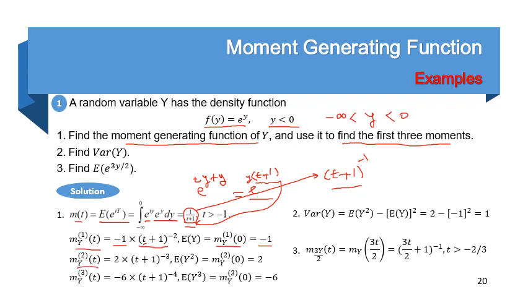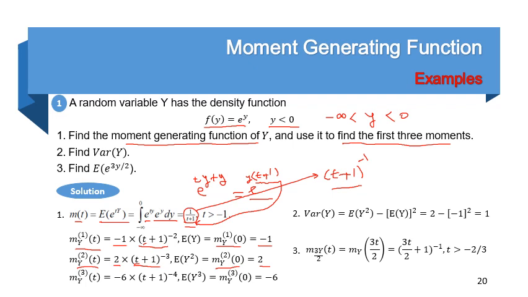You put the negative 2 multiplied by the negative 1, so you get 2 multiplied by the whole bracket with the power negative 2 minus another 1, so it will be power negative 3. Put t equal to 0, so you get 2, because if you put again t equal to 0 here, you get 1 power negative 3, which is 1.